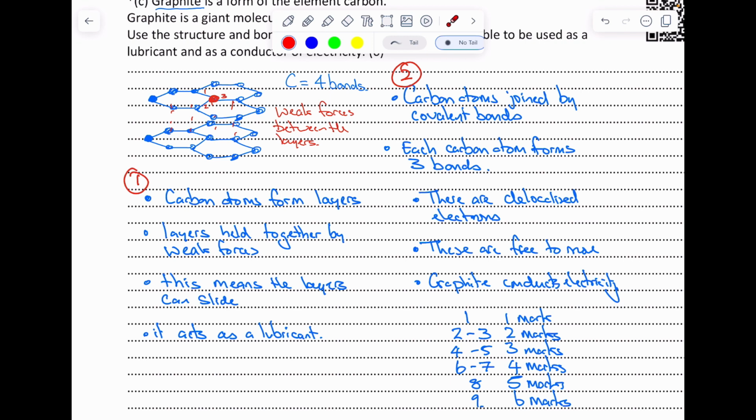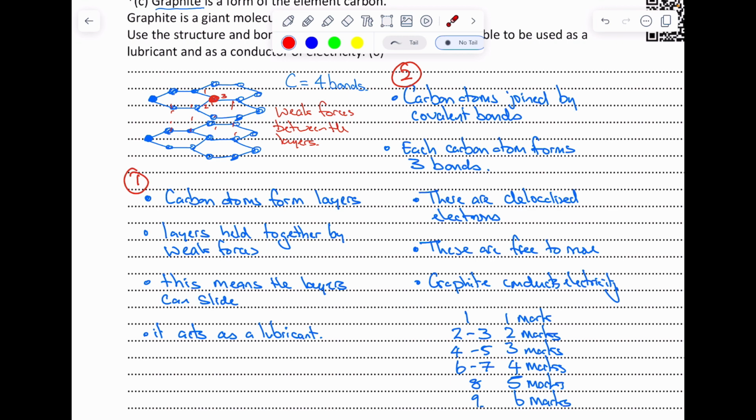In the second part of the question, we need to say that the carbon atoms are joined by covalent bonds. Each carbon atom is forming 3 bonds in the structure. This means there are delocalized or spare electrons which are free to move, and this is why graphite conducts electricity. So again, 1 mark for each of these.